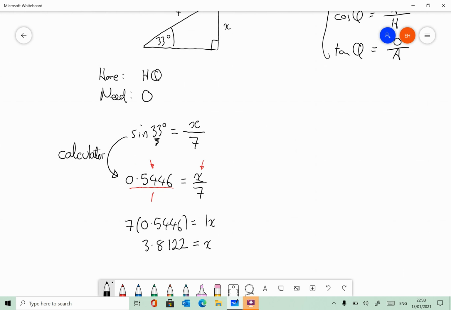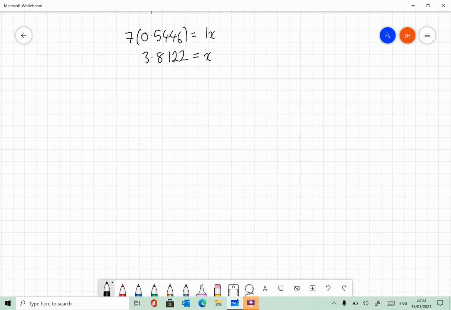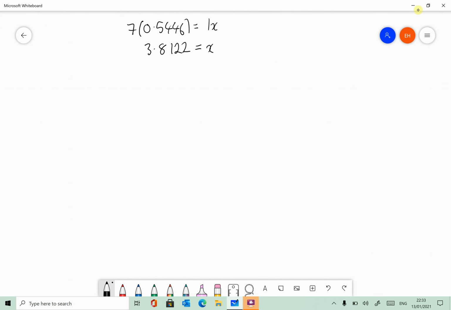Okay, so I'm going to now do question 2, part 3. And again, I'll just draw the triangle. I would not advise you draw the triangle in your exam. Okay, so we have 58 degrees here. We have 12 here, and we have Z here.